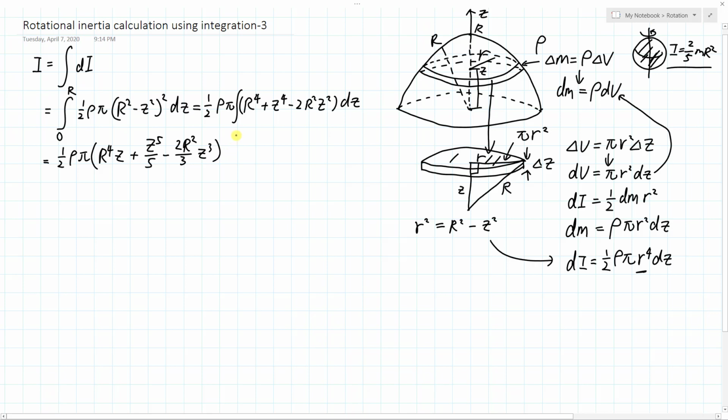And we evaluate that between 0 and r. It should be easy. Plug in 0, you get 0. Plug in r, you get all of these into r to the fifth power. Okay. 1/2 rho pi. So that's r to the fifth power, plus 1/5, also r to the fifth power, minus 2/3, r to the fifth power. You may be uncomfortable with r to the fifth power, but I assure you this rho also has some r to certain powers in the denominator, so you'll get to a lower power of r soon enough.